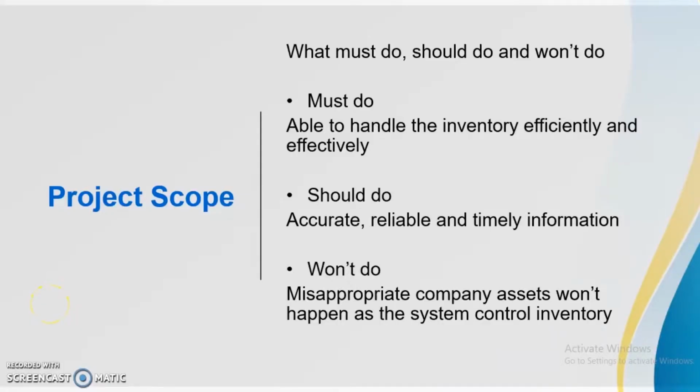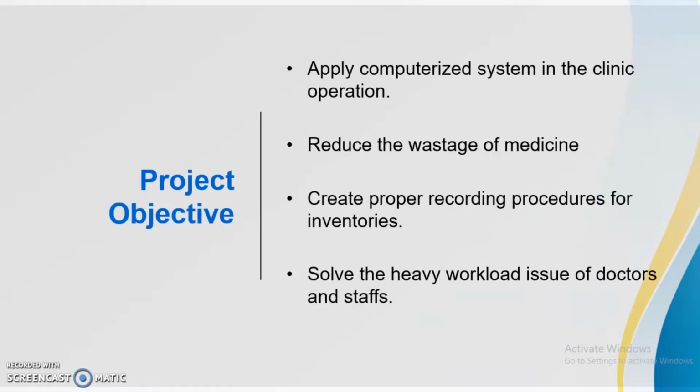Okay, so now for our project scope, what we must do is handle the inventory efficiently and effectively. Next, we must have accurate, reliable, and timely information. And what we won't do is misappropriate company assets, because the system controls the inventory. Next, for the project objective, we must apply a computerized system in the clinic operation so that we can reduce the wastage of medicine effectively. Next, we hope that we can create a proper recording procedure for inventories and solve the heavy workload issues of doctors and staff.